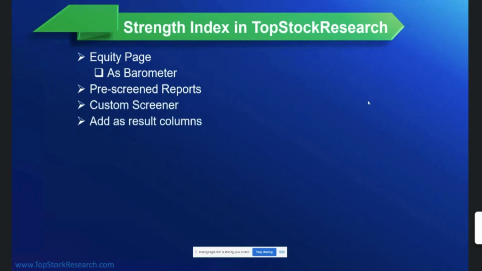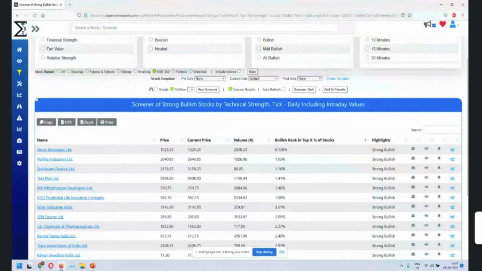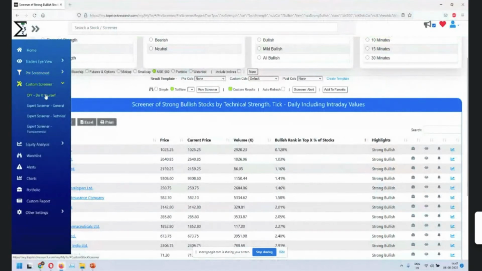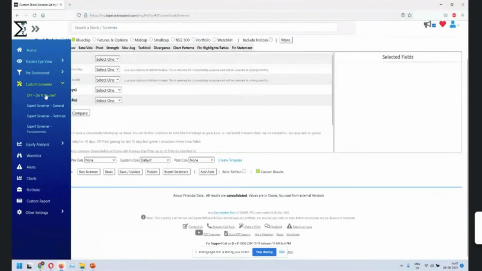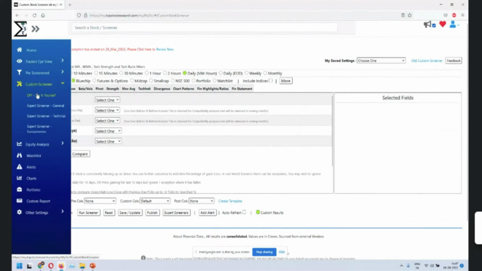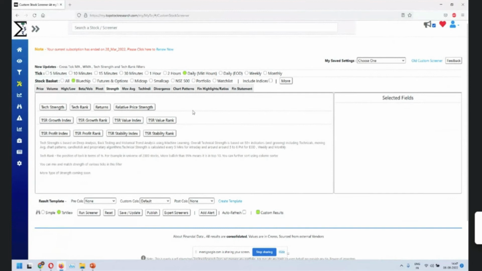So pre-screen we have seen. Now the custom screener. Those who have not attended the previous session may find this more useful. Some of you who have attended, maybe it's a sort of revision for you. Where do you find technical strength? Go to custom screener, DIY, go to strength. This is where all the strengths are.